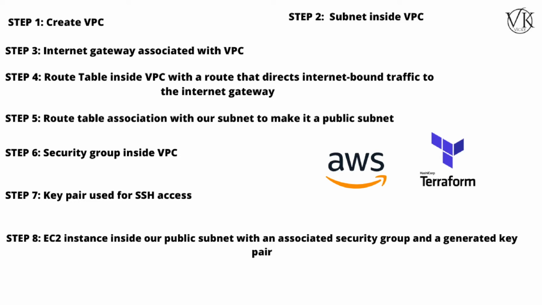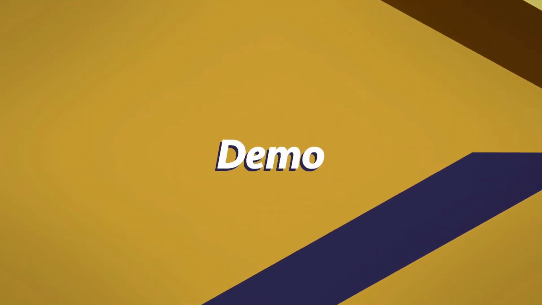And then we are going to create the key pair, and in the end we are going to create one EC2 machine inside the public subnet. Along with that we are also going to attach that key pair and the security group, and then we try to log into that machine. So let's move to the demo and start with step 1 to create the VPC.